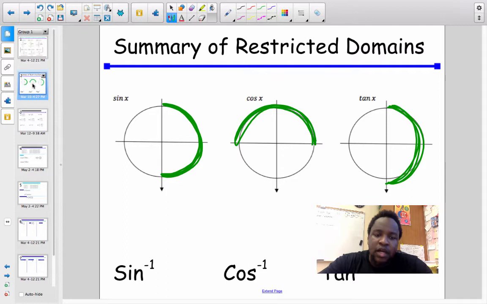And then a summary of the range restrictions. For inverse sine of x, everything is between negative pi over 2 and pi over 2. For inverse cosine of x, it's between 0 and pi. And for inverse tangent, it's between negative pi over 2 and pi over 2. So if there's anything outside of these, it means that we've done something wrong, or we need to find the reference angle that fits into these areas.